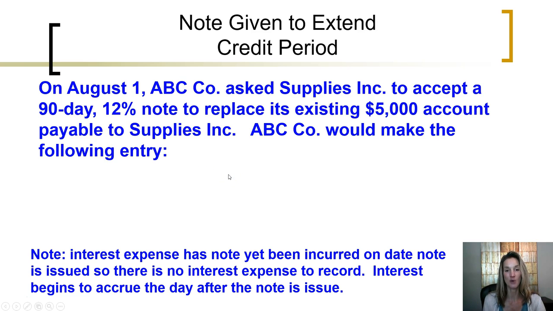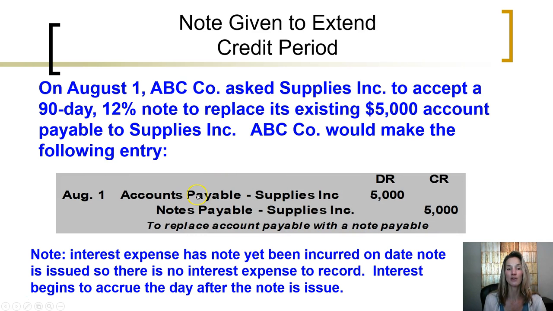Supplies accepted the note, so ABC would make this entry to record the account payable being paid off, decreasing the accounts payable with a debit of $5,000, and replacing it with a new liability, a credit to notes payable for $5,000.